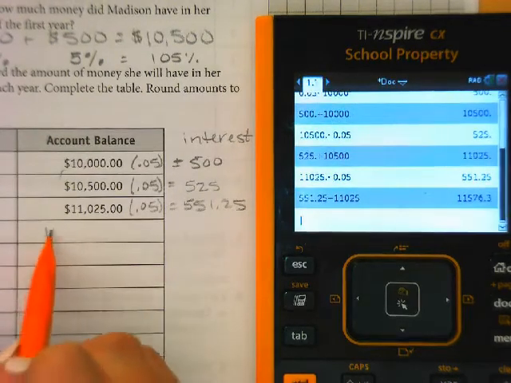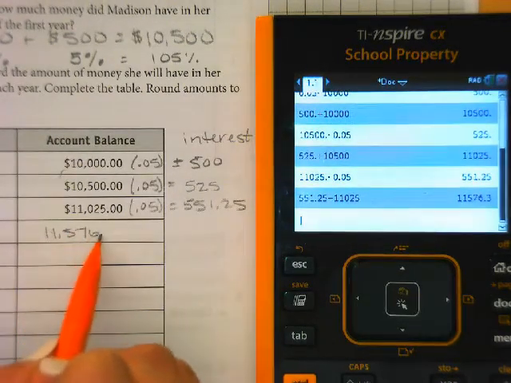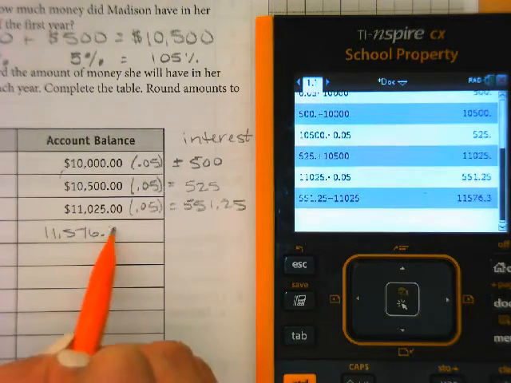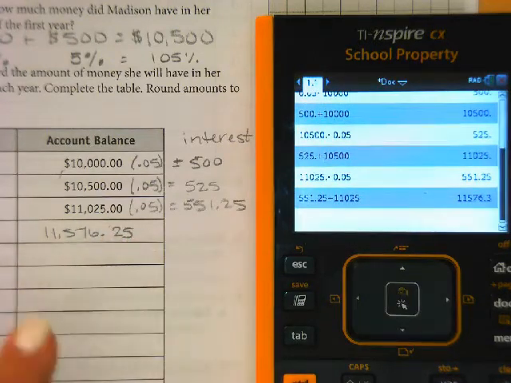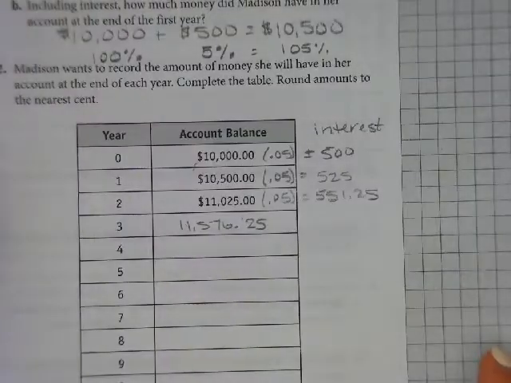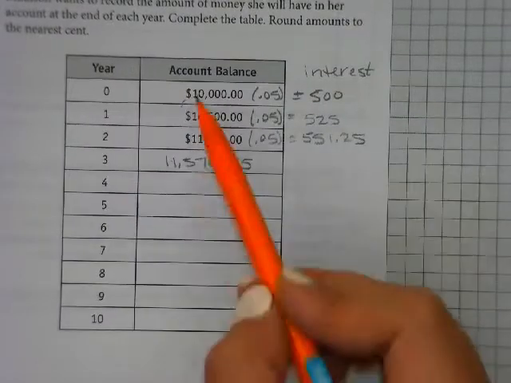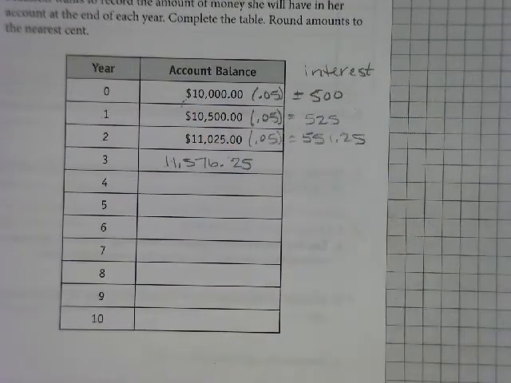So to start the fourth year, she has $11,576. It's going to round it. You can put 25 cents. You can put 30 cents. Okay? So what I'm going to ask you to do is take a minute with your table, and I want you to fill in these other numbers. Okay, so take a few moments.